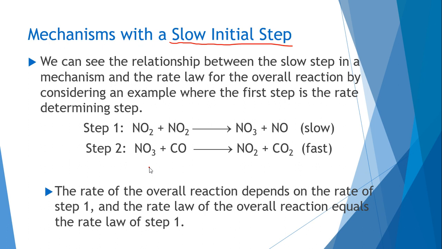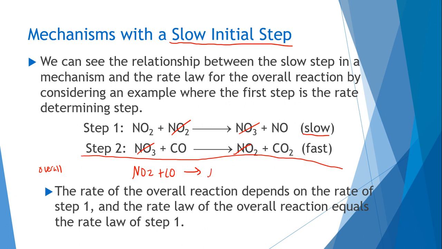Here it says we can see the relationship between the slow step in the mechanism and the rate law for the overall reaction by considering the following example, where the first step is considered the rate determining step, and we know that because it says it's slow. One thing to note is first what we're going to do is give the overall reaction because we need to get a little bit of practice with that. So for the overall reaction, we need to cancel what is the same on both sides. We did this earlier. We canceled out NO2 and we canceled out NO3, and it gave us the following: NO2 plus CO yields NO plus CO2. Remember, our intermediate is NO3.